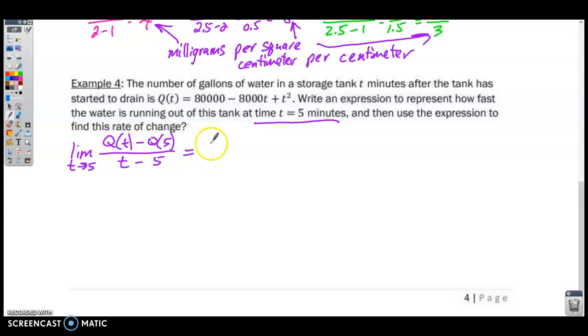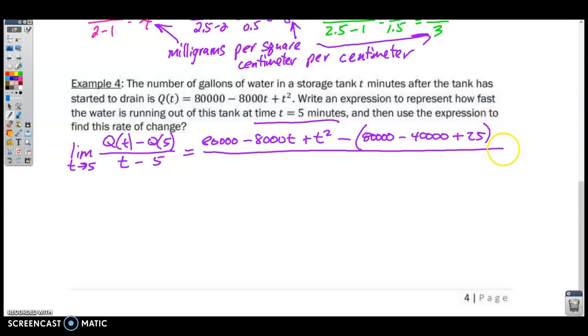All right, so we go ahead and put the pertinent information in here. Q of T is 80,000 minus 8,000 T plus T squared. Q of 5 is what I get when I substitute 5 into this expression, which is 80,000 minus 40,000 plus 25. I've got all of that over T minus 5. That's the limit as T approaches 5 of that whole expression.